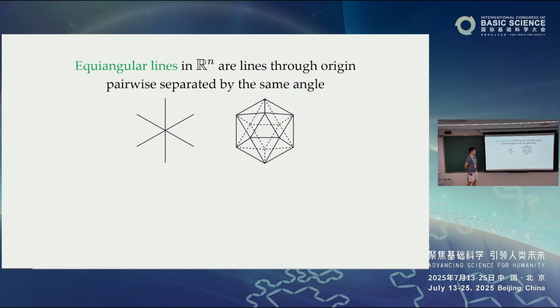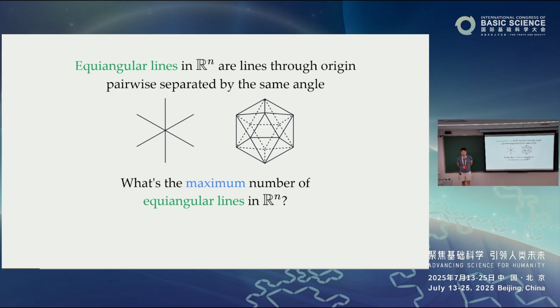So in general, we say that a set of lines is equiangular in r-dimensional Euclidean space if these are lines through the origin where pairwise they are separated by the same angle. So it's a simple geometric and symmetric object you could study. Naturally, you start to ask the following question: what's the maximum number of equiangular lines in n-dimensional Euclidean space? It turns out that this simple question leads to really interesting mathematics.